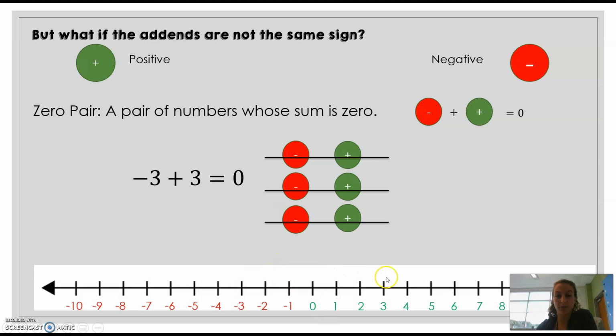On a number line, if we were to show this problem, what direction would I have to go for -3? Well, if it's negative, I would have to head towards the left. And then from there, I have to take 3 steps in the positive direction, or towards the right, which again would get me back to 0 where I started.